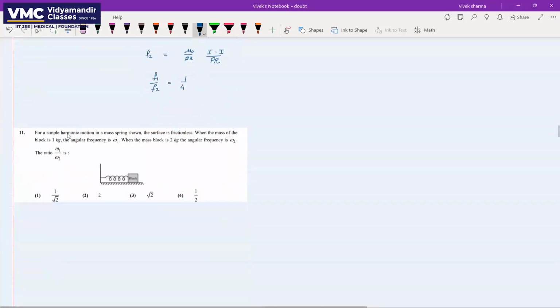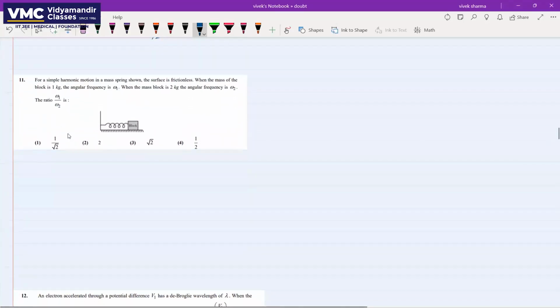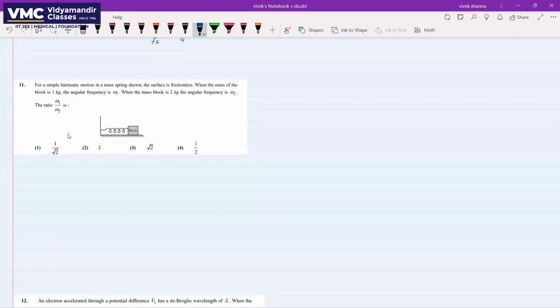Now moving to question number 11. Question number 11 is an SHM question. A block is oscillating with a spring. The spring constant is k and the mass of the block is m. Then we know angular frequency omega is equal to square root of k upon m.